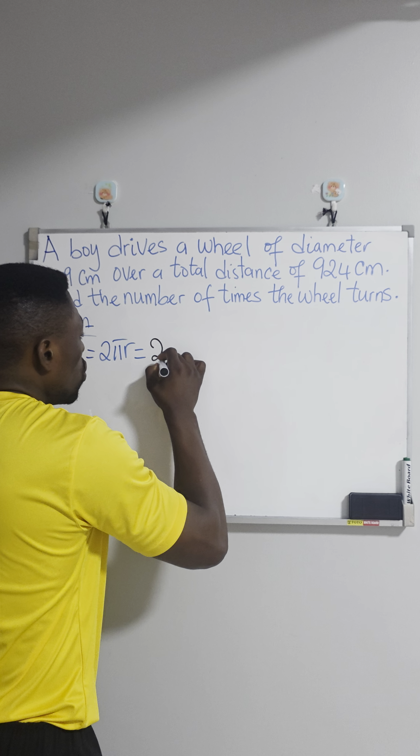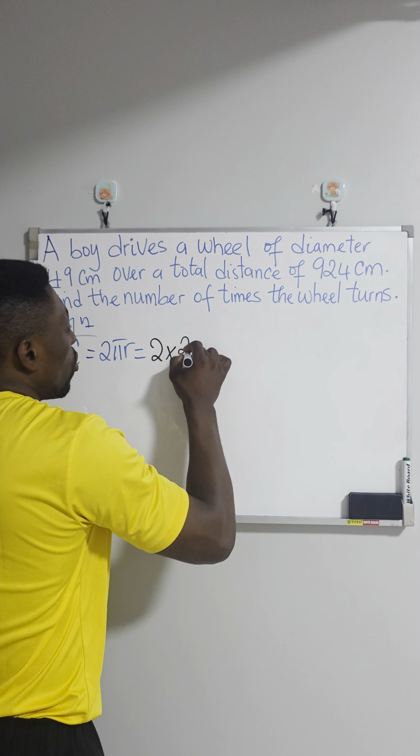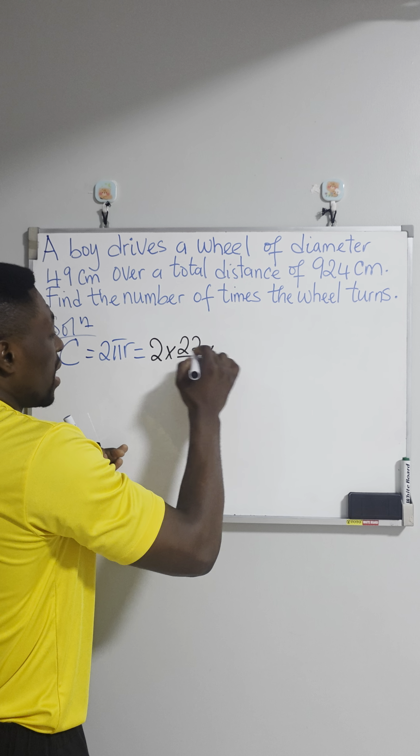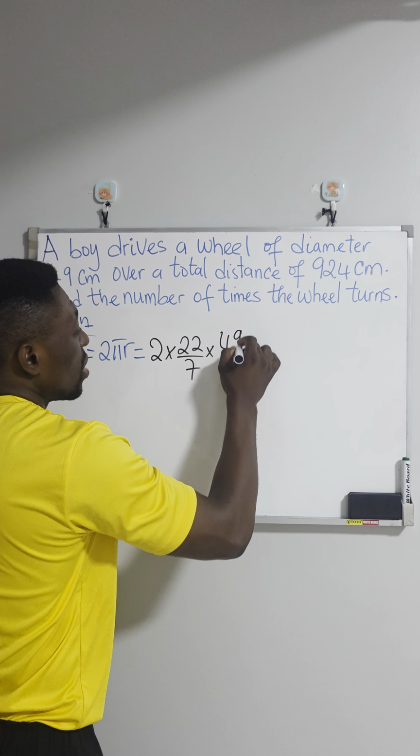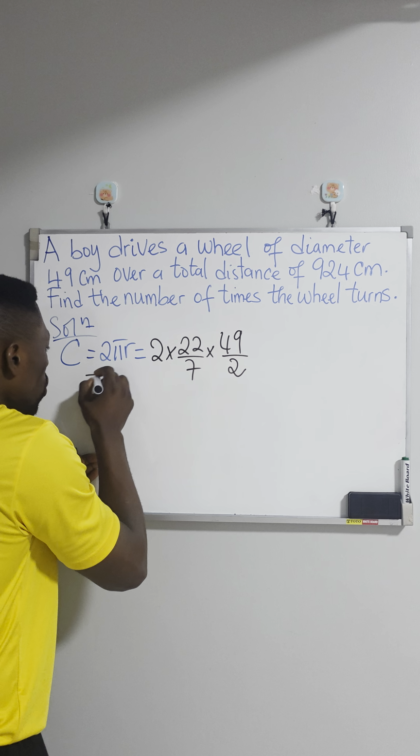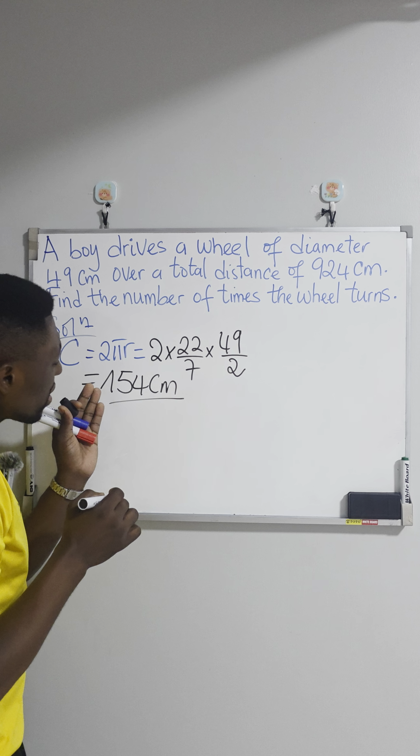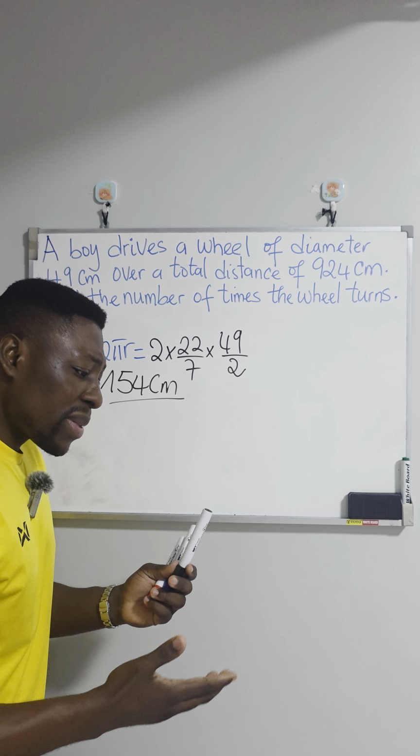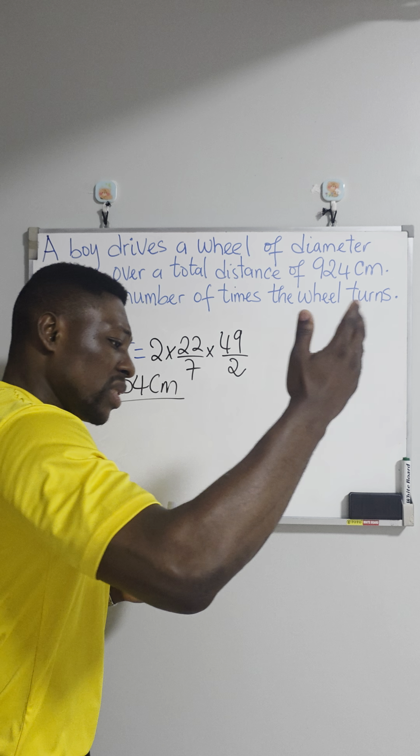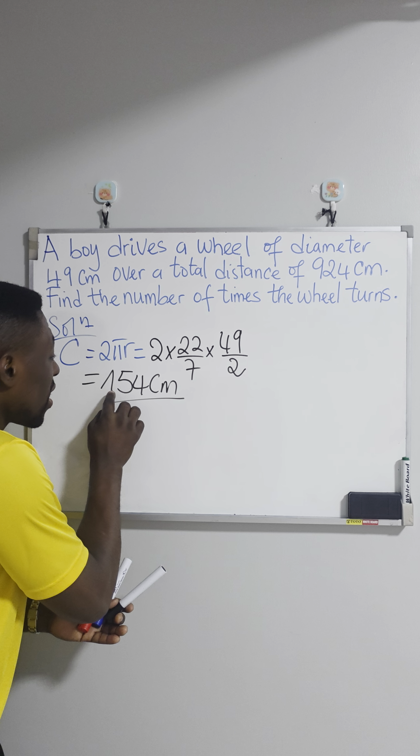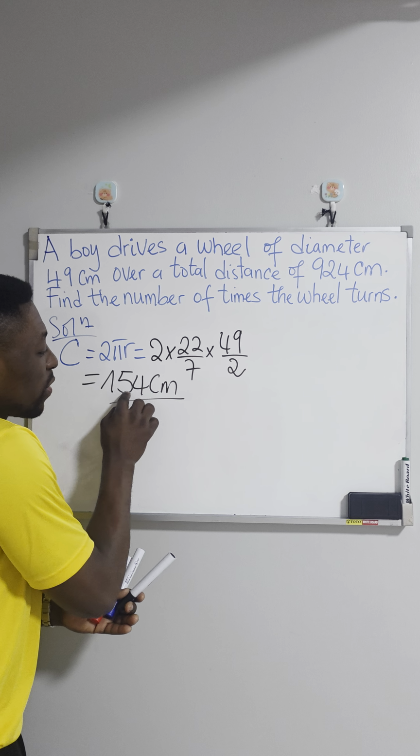So we have 2 times pi, which is 22 over 7. This is a constant. You just have to master this. Times the radius, which is the diameter divided by 2. If you do it correctly, you should have 154 cm. What this means is every time the boy drives this wheel for one complete turn on the ground, the wheel covers a ground distance of 154 cm.